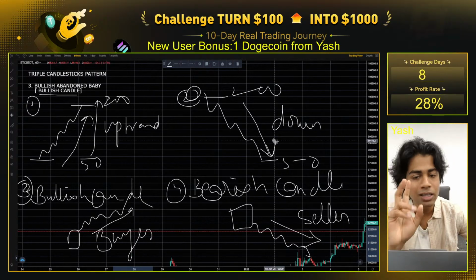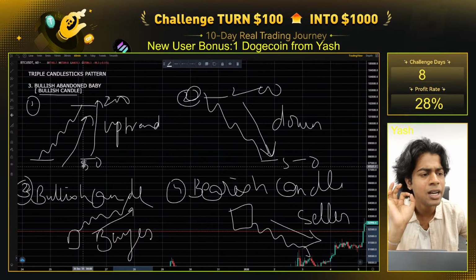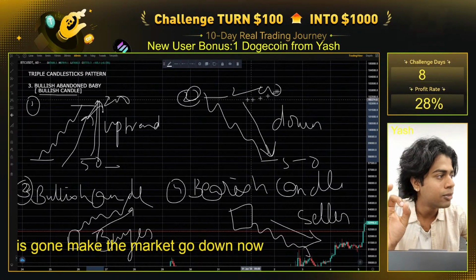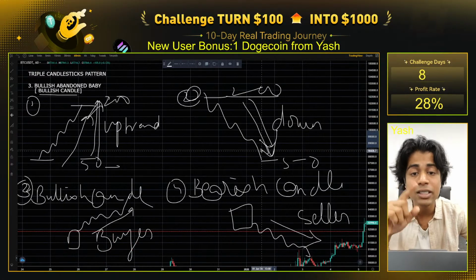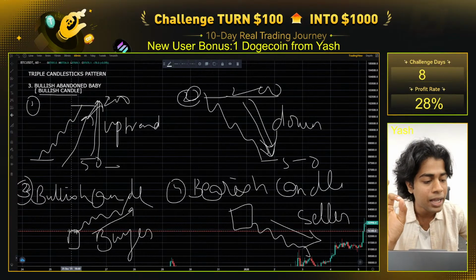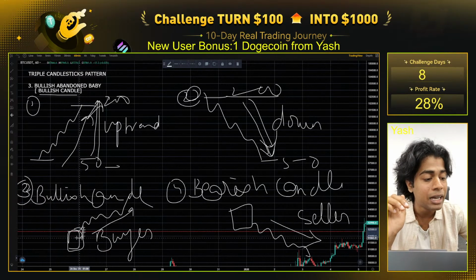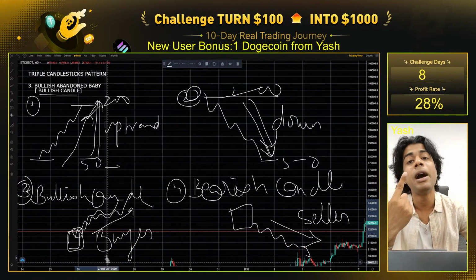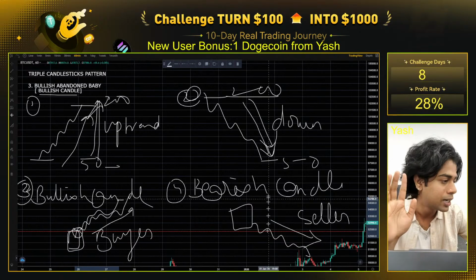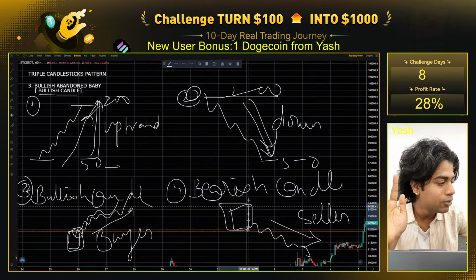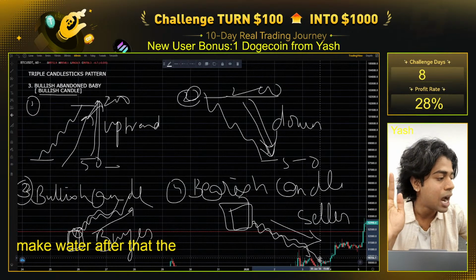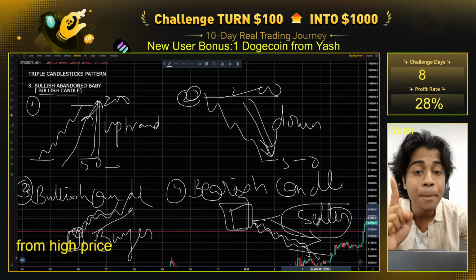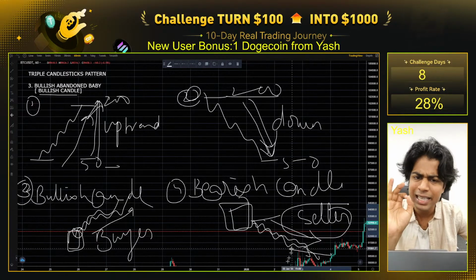Understood this point? These four concepts, very clear in a very easy way. Uptrend: whenever the market goes from low price to high price, it is called an uptrend. Downtrend: when the market travels from high price to low price, it is called a downtrend. Bullish candle means a candle which will form, and after that it will make an uptrend. When the buyers enter the market and push the market completely up, that is called a bullish candle. Bearish candle is a candle that forms, and after that the market starts falling from high price to low price and sellers are entering. This is called a bearish candle. Understood? Very simple, very easy to understand.